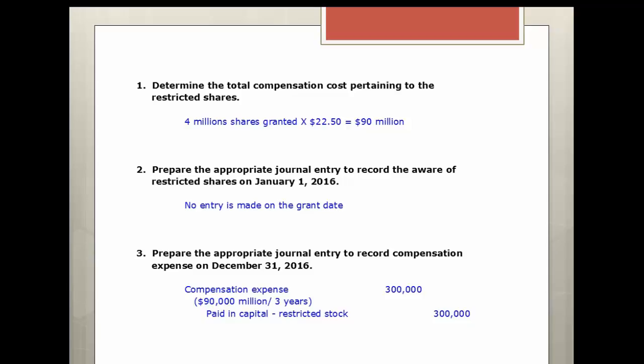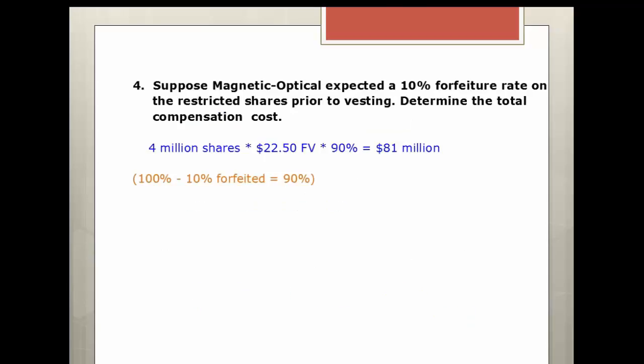We're issuing this over a 3-year period, so it's not $300,000, it's going to be $30 million each year. We are dividing the $90 million by 3 years, and the compensation expense, which is a period expense, goes to the income statement. The credit is going to go to paid in capital restrictive stock that we see here.